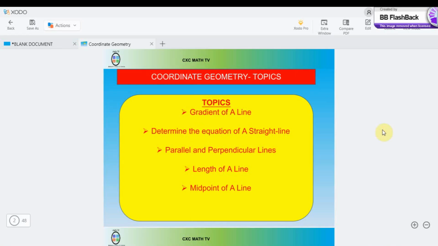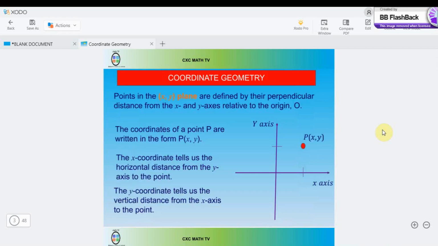Today we're going to be looking at coordinate geometry, and these are the topics in coordinate geometry: gradient of a line, equation of a straight line, parallel and perpendicular lines, length of a line, midpoint of a line. Now unfortunately the PowerPoint is not working right now, and so we won't be able to use the animation effects. Alright, so the notes are going to be there and we're just going to go through it together.